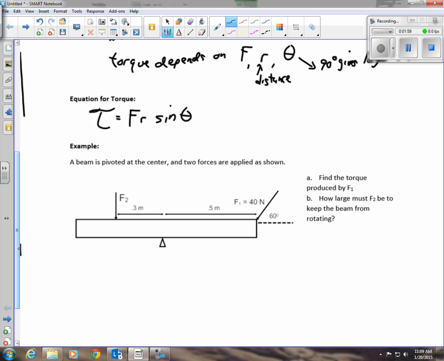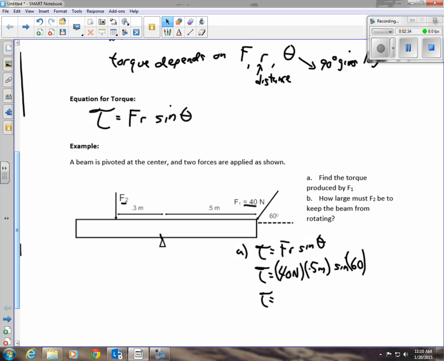So here's an example. We have a beam pivoted at the center, so take it right there, and two forces are applied. Okay, we have F1 over here is 40, and F2 over here, which we're going to have to find. First, it says find the torque produced by F1. So for part A, we're going to say torque equals F R sine theta equals 40 newtons times R. R is distance, 6.5 meters. It's a sine 60. When we do that, we'll get a torque of 17.32. Now, units are Newton meters.